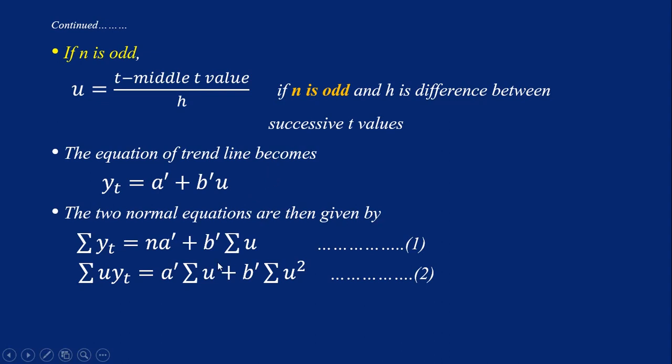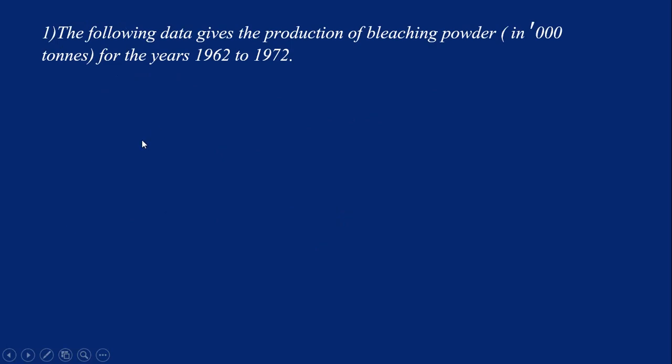We have to find the equation of the trend line. From the given data, where n is the number of observations, we can find all the values other than a dash and b dash. We only have to substitute them in these equations and solve. Okay, so now we see how to solve examples.